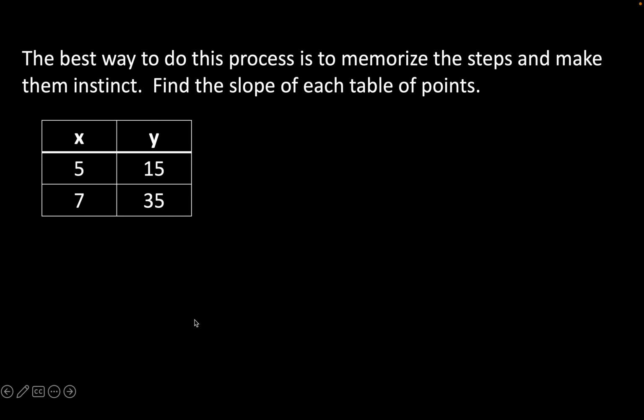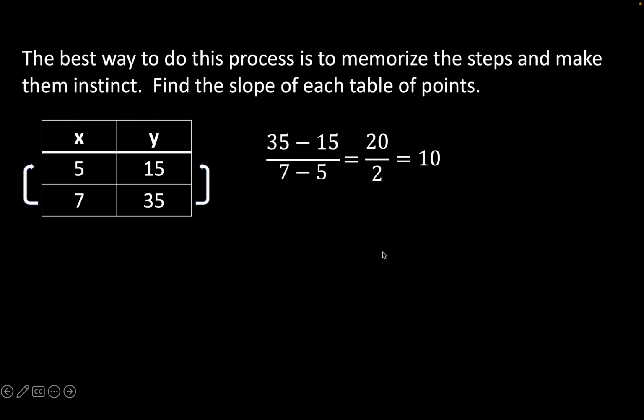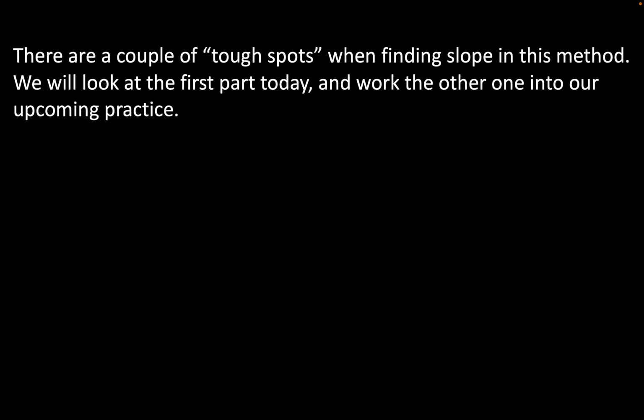And here, we would do 35 minus 15. On the bottom, we would do 7 minus 5. 35 minus 15 is 20. 7 minus 5 is 2. 20 divided by 2 is 10. That's all. So again, it's a very straightforward thing. There are a couple of tough spots when finding slope in this method. We're going to look at the first part today and work with the other one in our upcoming practice.